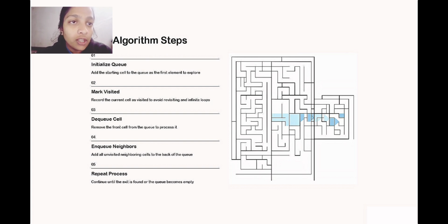After that, we dequeue the cell from the front. We dequeue one by one, and after dequeuing the cell, we enqueue the neighbors, adding all the unvisited neighbors to the queue. We repeat the steps until the exit is found or until the queue is empty. So this is how breadth first search works.